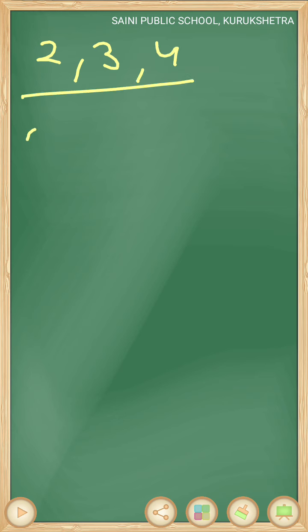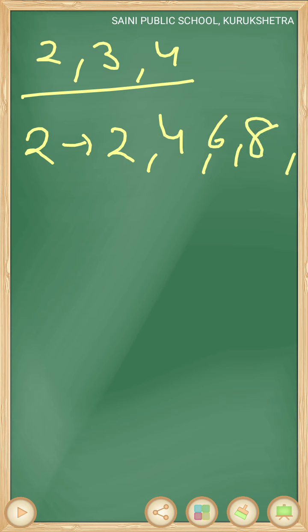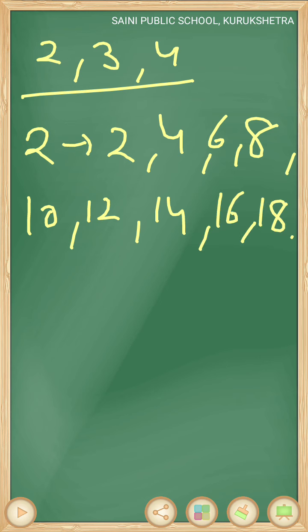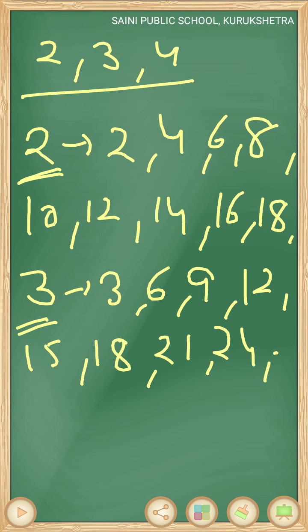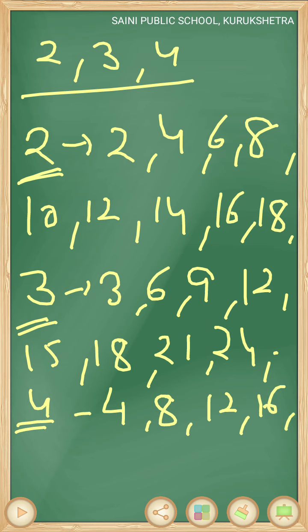Okay. Now multiples of 2: 2, 4, 6, 8, 10, 12, 14, 16, 18 and so on. Multiples of 3: 3, 6, 9, 12, 15, 18, 21, 24 and so on. Similarly, multiples of 4: 4, 8, 12, 16, 20, 24 and so on. Now what are their common multiples?